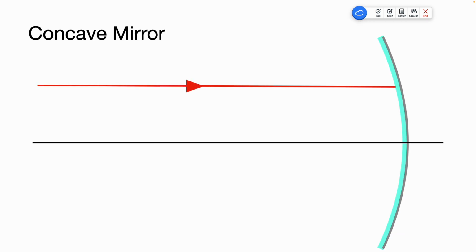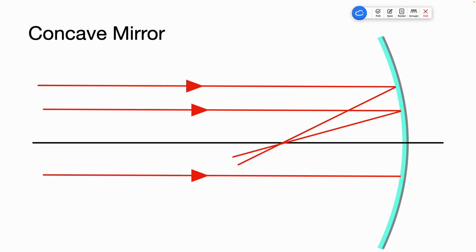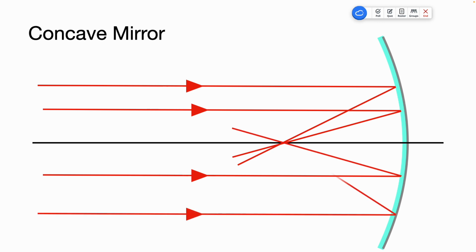What a concave mirror does is when there's light parallel to the optical axis of the mirror that comes in, it will get reflected and pass through this point. And for other light that is also parallel to the optical axis, it will be reflected and pass through the exact same point. That's the design of a concave mirror.